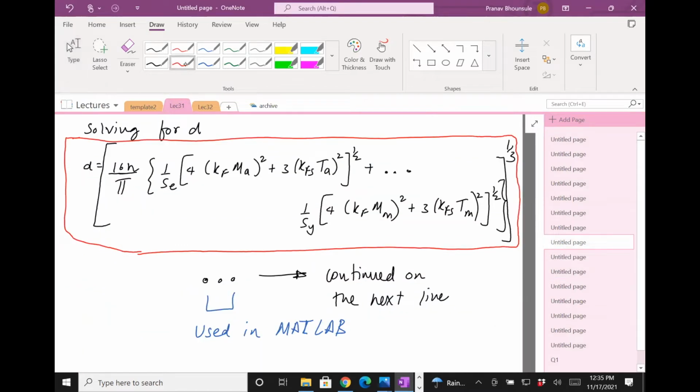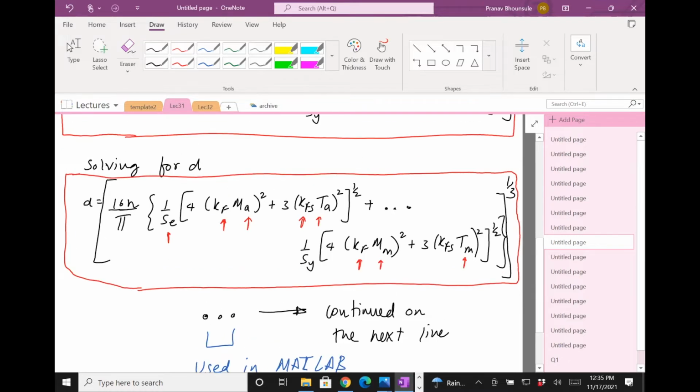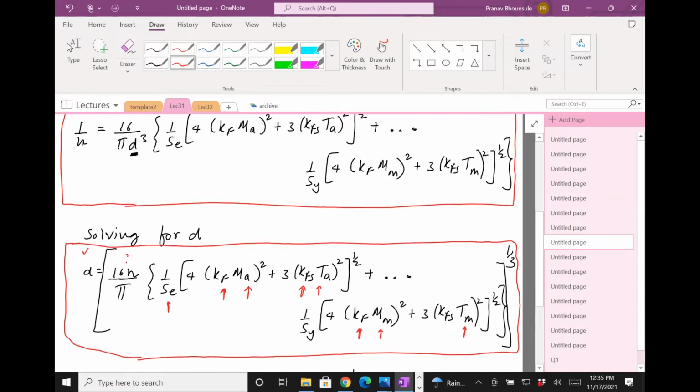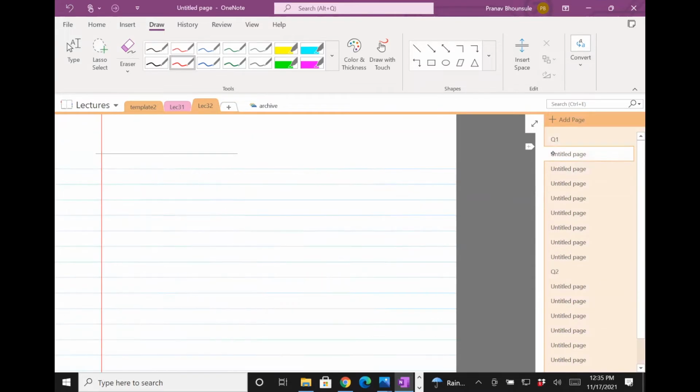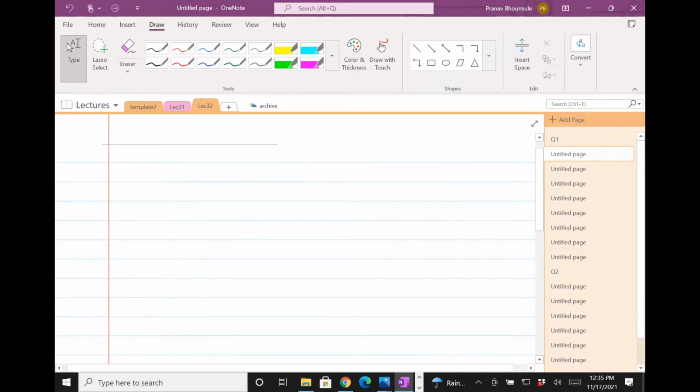So it seems that you require SE, KF, MA, TA, KFS, KF, MM, and of course, in this case, D is given, right? So N is the unknown. So I really need to use this one, but it has the same ingredients. So let me try to write down what are the different things you need to solve the problem, and then we sort of will go in the reverse in figuring things out. So here's what we need to solve the problem.